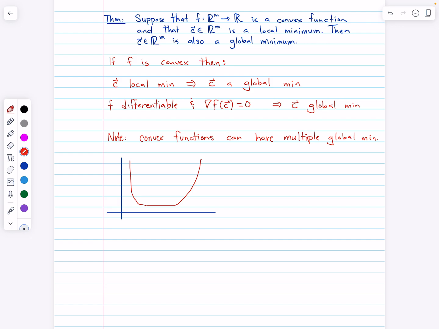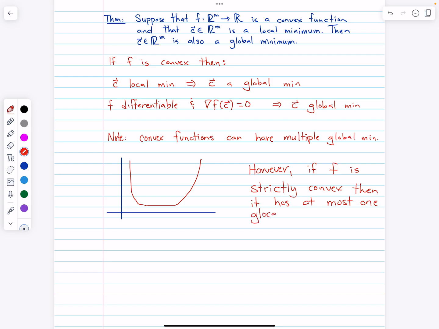So we can say something stronger. However, if f is strictly convex, then it has at most one global, and in fact local too, minimum. So if you're strictly convex, then you can't have a flat portion like that. Therefore, for strictly convex functions, there is exactly one global minima.